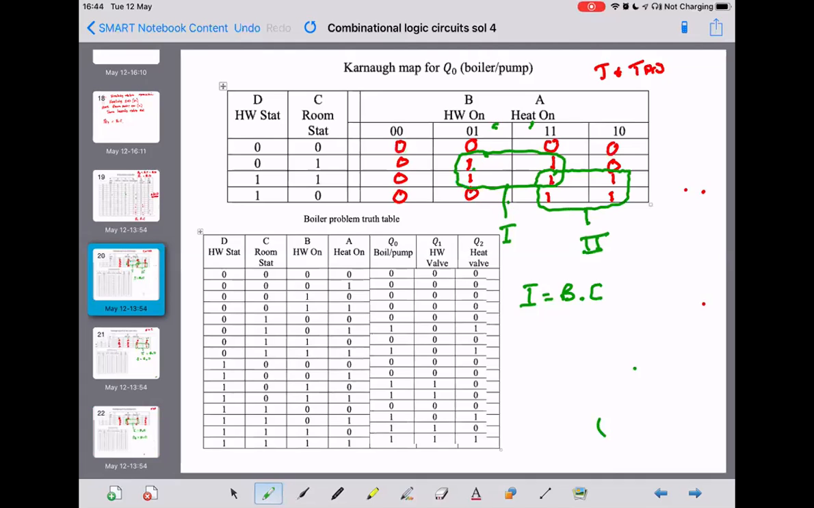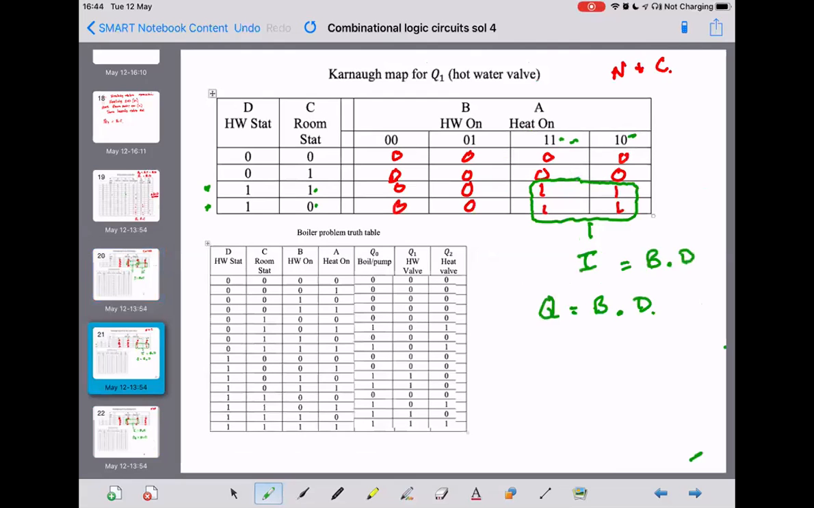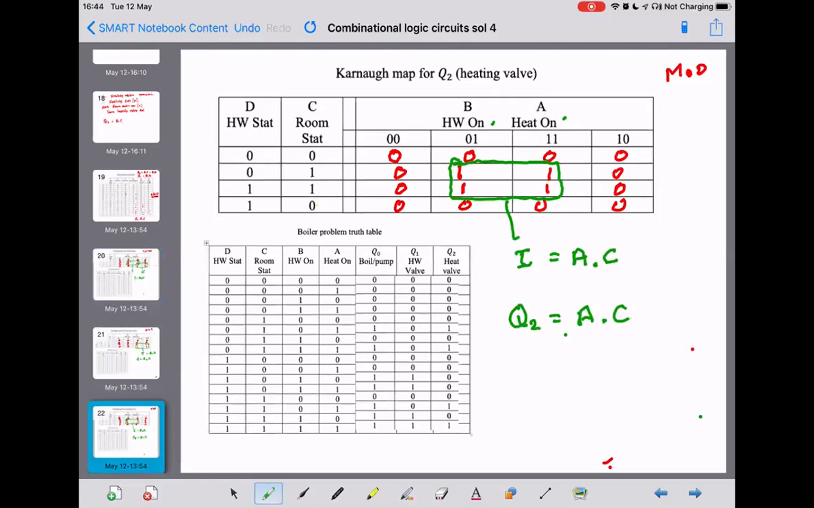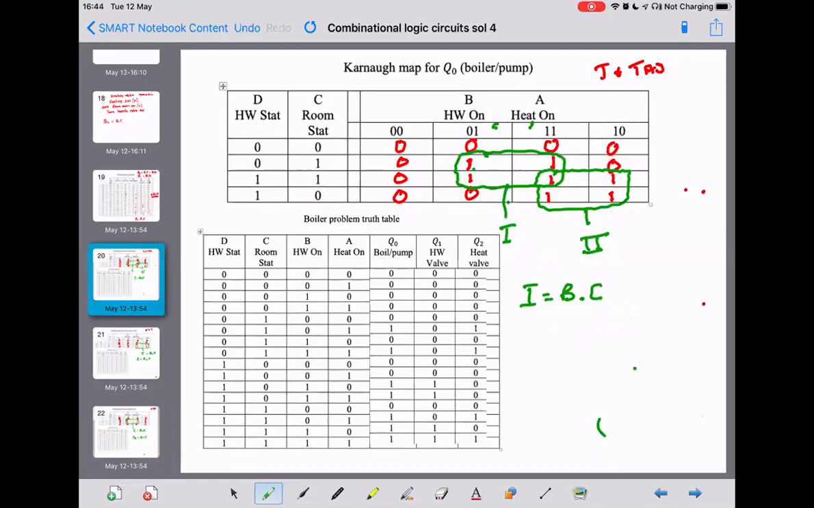Just going to look back at this one. No, not that one, that one. If that's the same, it must be A or C, A or C as well. Yeah, I think so. Nearly made a boo-boo there. A or C.